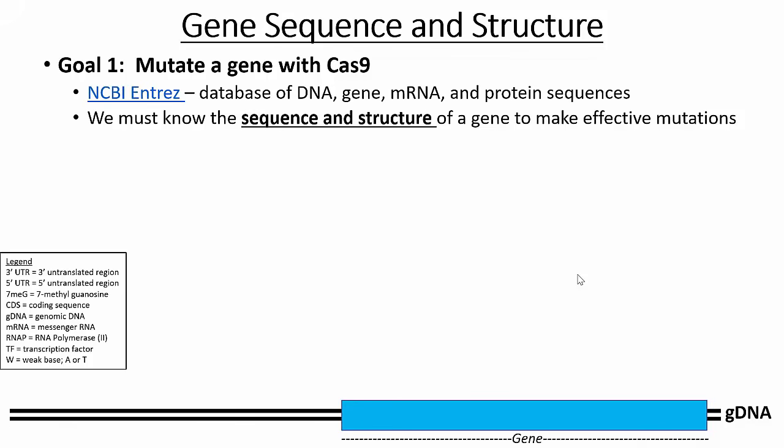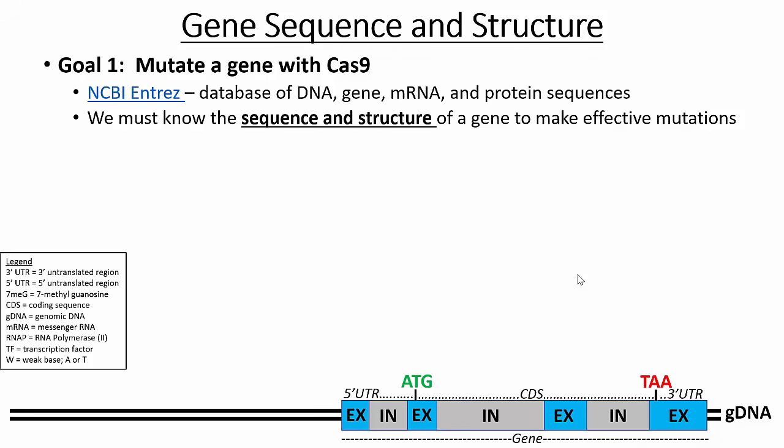But before we talk about sequences, it's important to talk about the structure of the gene as well, because a gene is not simply a bunch of codons back to back. Instead, there's a lot of complexity in a given gene that is very important to understand before you try to mutate it with Cas9, for example.